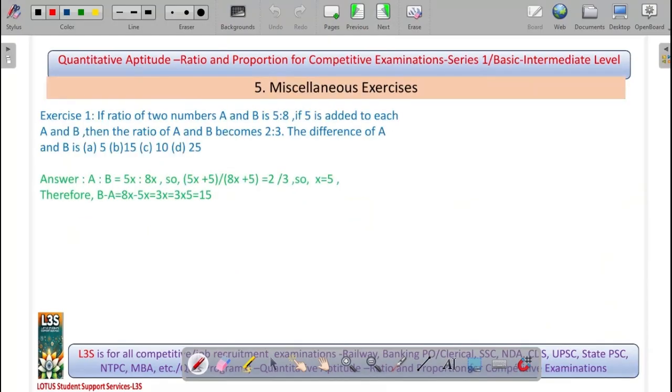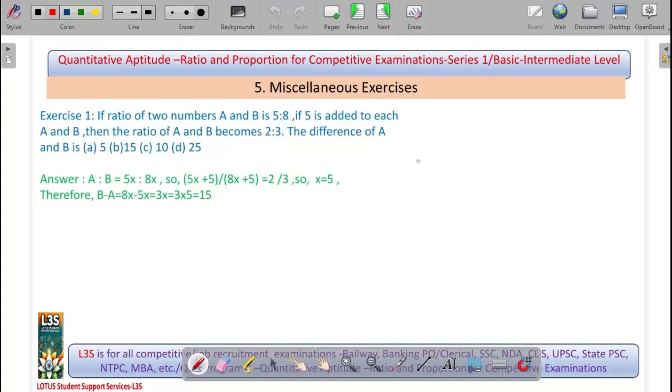Now we'll do some miscellaneous exercise. If the ratio of two numbers a and b is 5:8, and if 5 is added to each of a and b, then the ratio of a and b becomes 2:3. Find the difference of a and b. So what they have said, I will simplify.